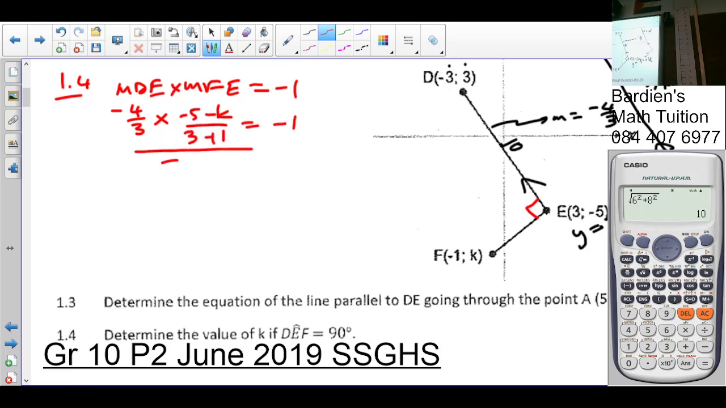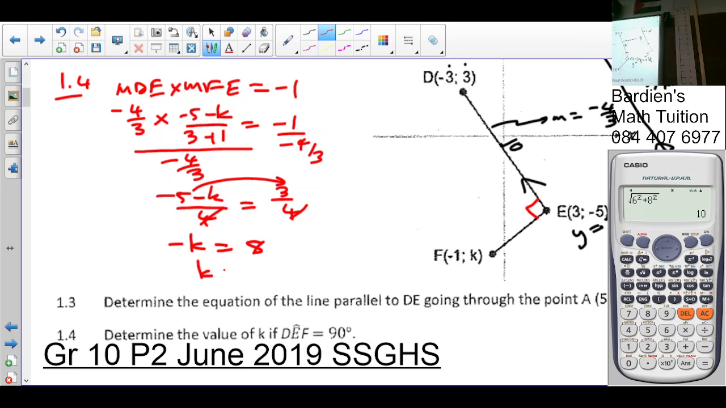So I divide both sides by negative 4 over 3. And so it's going to be negative 5 minus k over 4 is equal to 3 over 4. As you can see, the denominators are the same. So negative k is equal to 3 plus 5, which is 8. So k is equal to negative 8. Does it make sense, people, that k could be negative 8? Yes? Definitely a value less than negative 5. Okay, so yes, it makes sense.